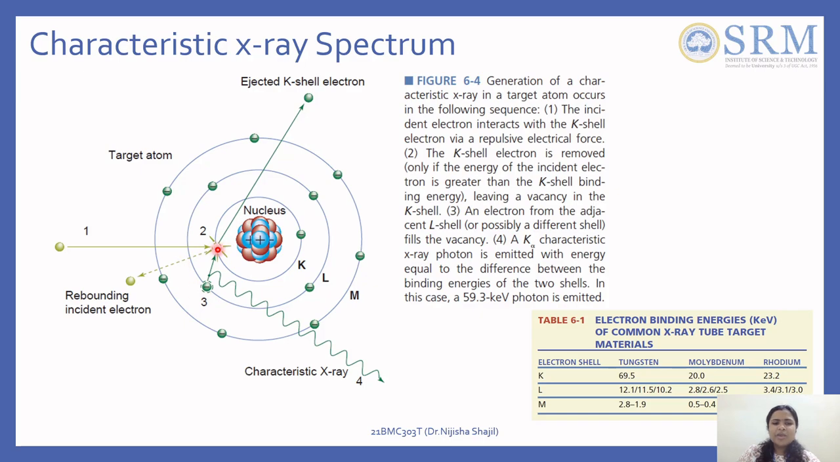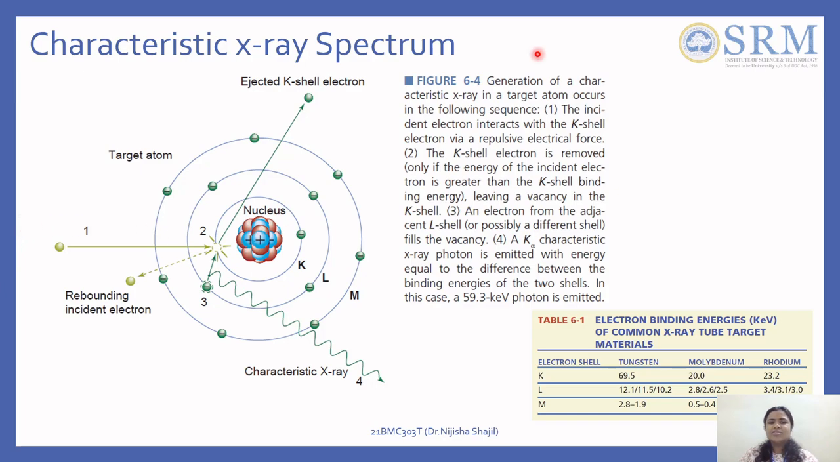Now with this jumping of the electron from this to this, there will be a difference in the energy. K shell is high energy, L shell is a little bit lower energy. You can see here, K shell is 69.5 kilo electron volt, and for L it is 12. Whatever is this difference in energy is being produced as an X-ray. This is called a characteristic X-ray. Very simple.